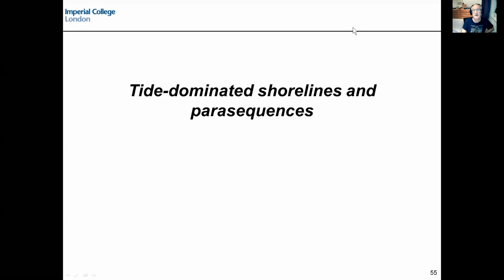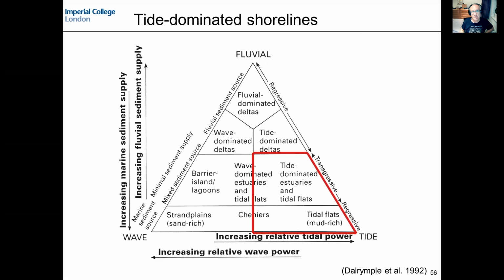Okay, welcome back. We're now going to finish this tour of shallow marine deposits by looking at tide-dominated shorelines and parasequences. So back to our triangular diagram, and we're thinking about environments closest to this tidal corner of the triangle. So estuaries and tidal flats, essentially. We'll focus principally on tidal flats.